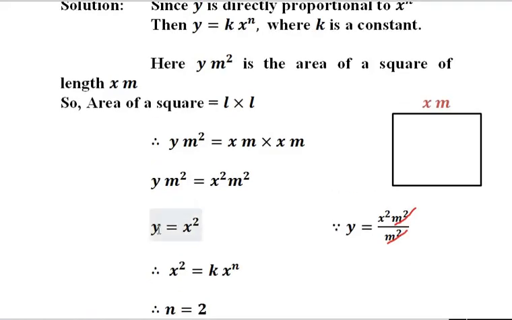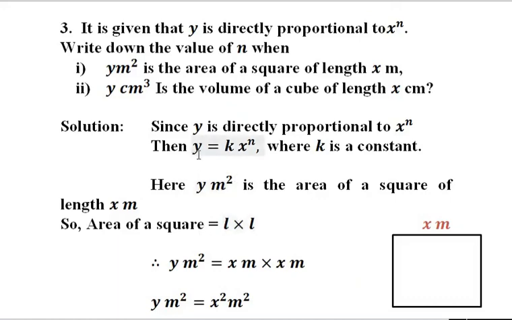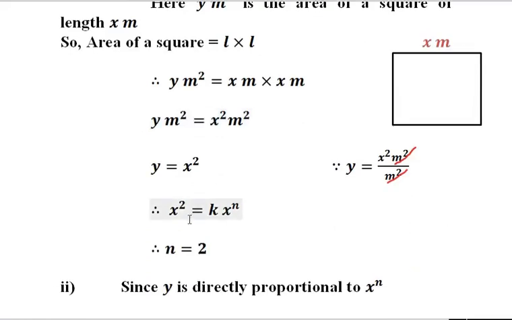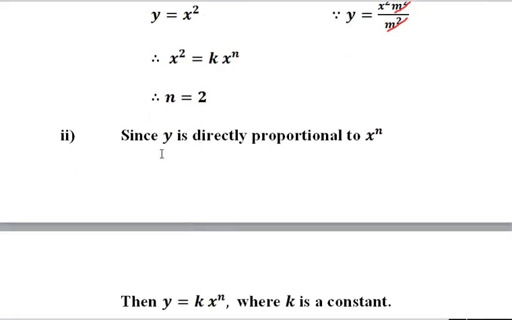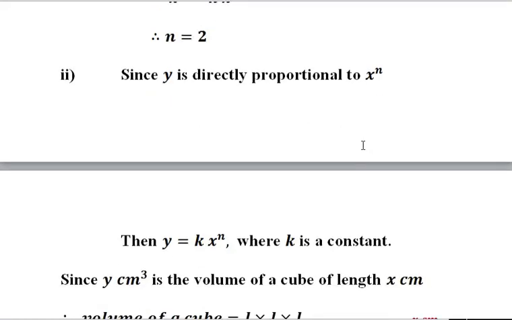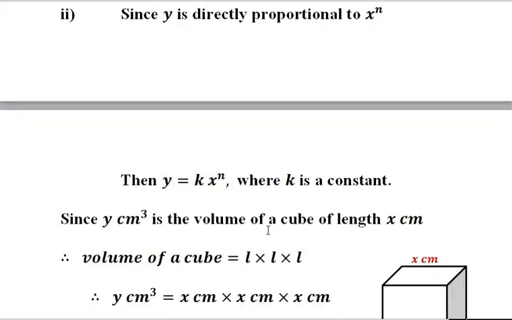So if we substitute this y is equal to x square in this equation, where y is equal to kx^n, this equation becomes x square is equal to kx^n. So we are finding n, so n is equal to 2. Now the second part of the question is, since y is directly proportional to x^n, again y is equal to kx^n, where k is a constant.